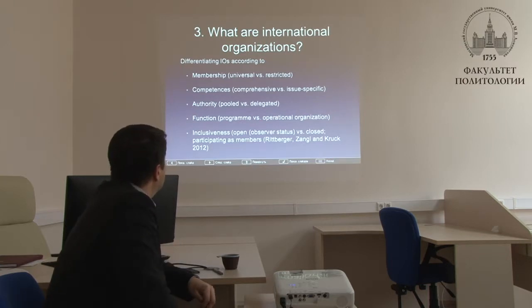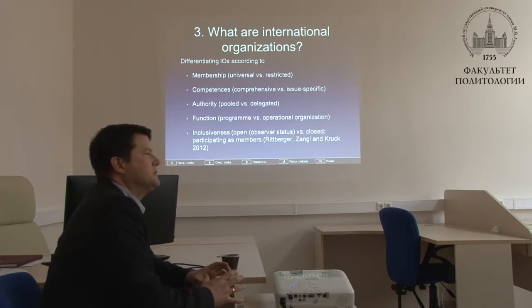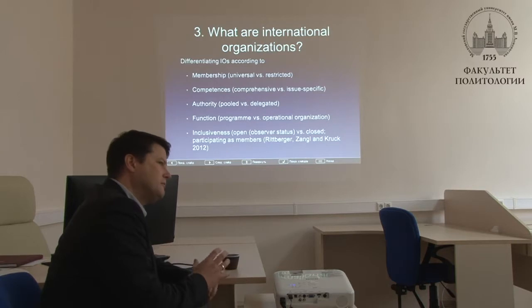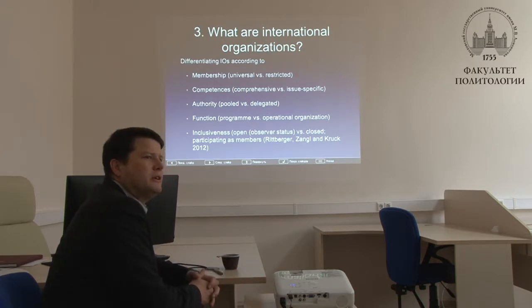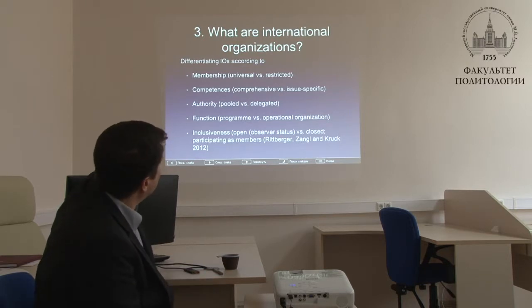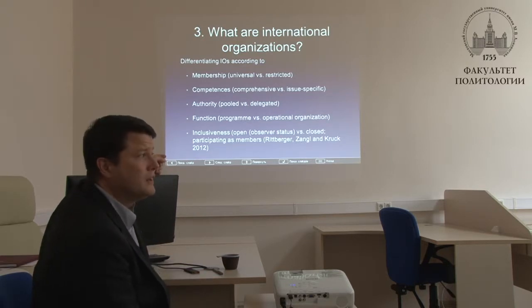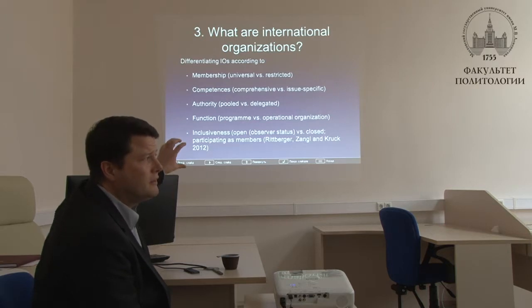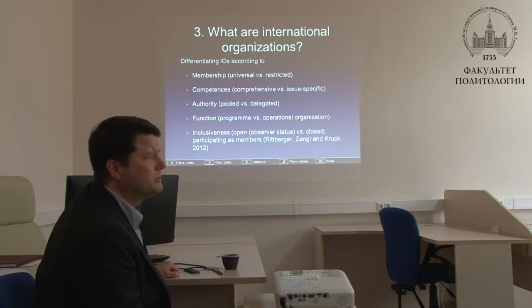These two characteristics or ways how to differentiate international organizations, according to the membership and according to the competences, are very much state of the art. This is what you find basically in every textbook about international organizations. The other three, authority, function, and inclusiveness, are rather new ones. I would say the last three are characteristics that have been established within the last, say, 10 years in the research field of international organization.